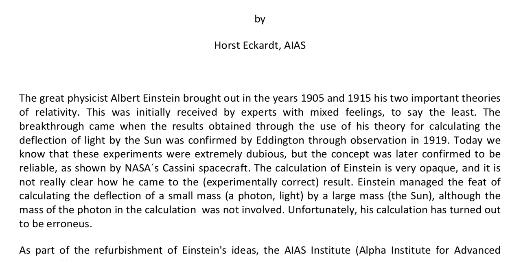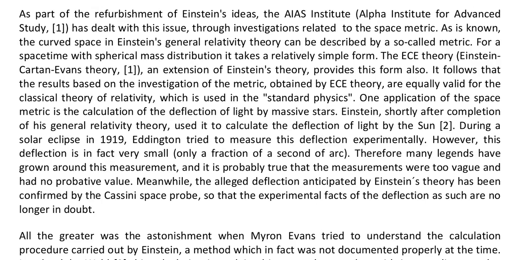Einstein managed the feat of calculating the deflection of a small mass, a photon or light, by a large mass, the sun, although the mass of the photon in the calculation was not involved. Unfortunately, his calculation has turned out to be erroneous. As part of the refurbishment of Einstein's ideas, the AIAS Institute, Alpha Institute for Advanced Study, has dealt with this issue through investigations related to the space metric.